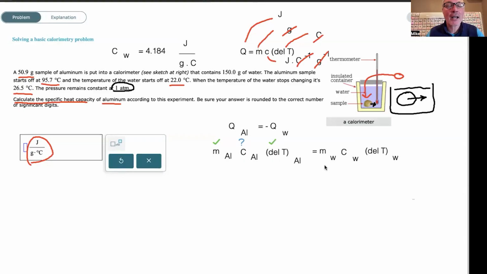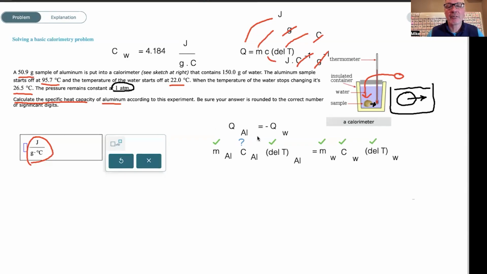They told us that the mass of the water was 150 grams. They didn't tell us the heat capacity of water, but they should have. Thanks a lot, Alex, for the confusion. It's because calorimetry is usually done with water. Not always. Sometimes they use other liquids, but I guess they assume that we know that it's going to be water. And the delta T of the water we can find because it went from 22 degrees to 26.5.